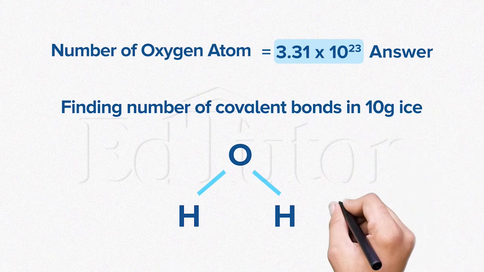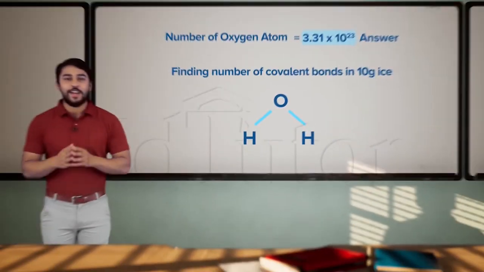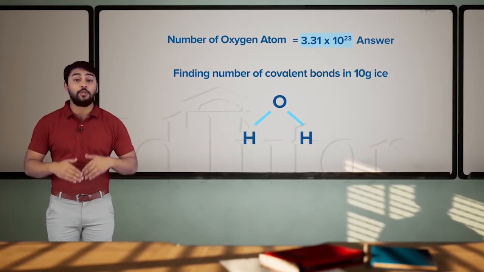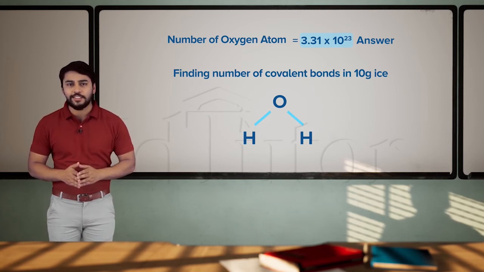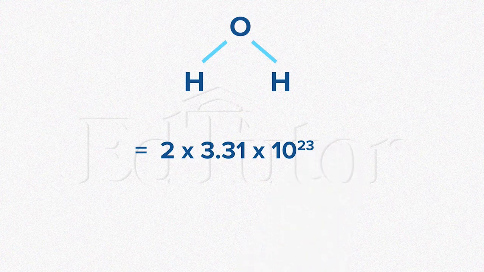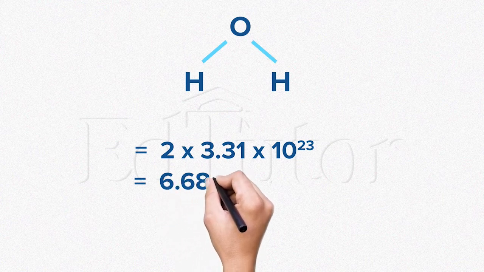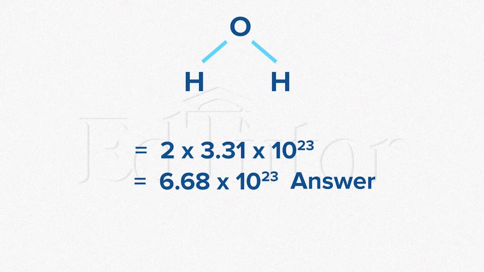Okay guys, now the next step requires us to calculate the number of covalent bonds present in the sample. We know that one molecule of water contains how many covalent bonds? Yes, that is right, 2 covalent bonds. So, 3.31 into 10 to the power 23 molecules will contain how many covalent bonds? For that, you will simply multiply 2 by 3.31 into 10 to the power 23. In doing so, you will get 6.68 into 10 to the power 23, that is the number of covalent bonds present in the sample.